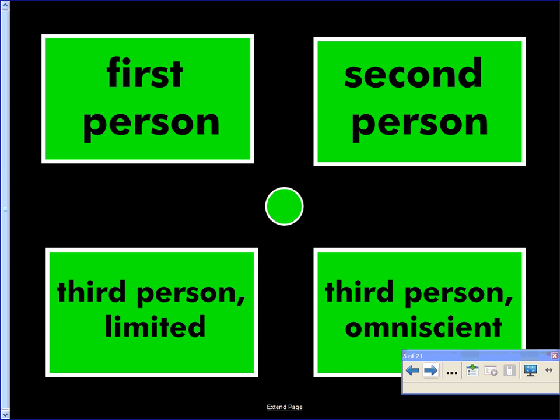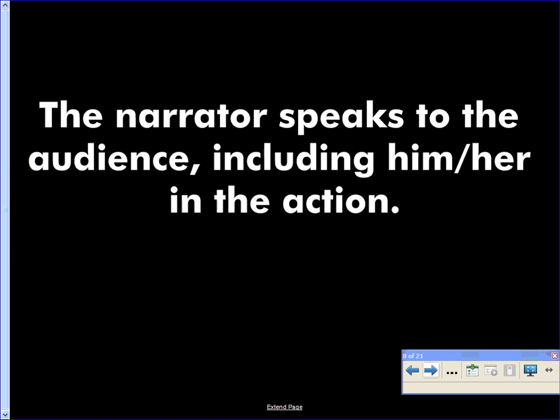Okay, let's move to second person voice. This one's a little bit different. The narrator speaks to the audience, including him or her in the action.